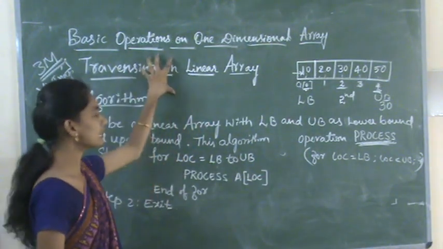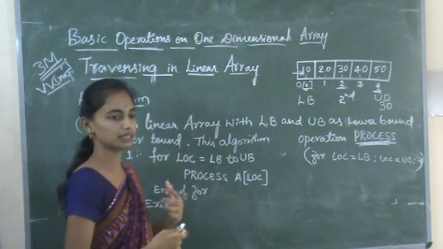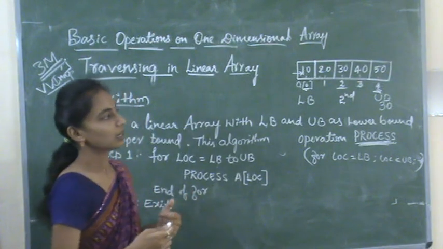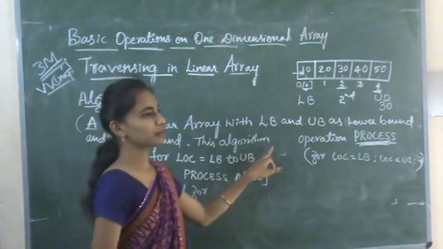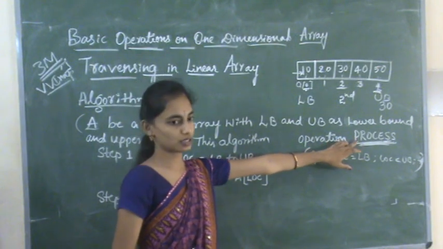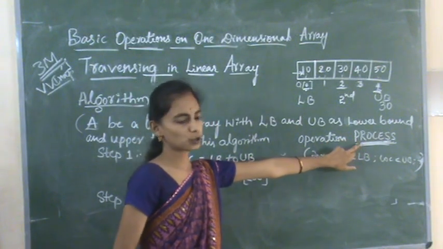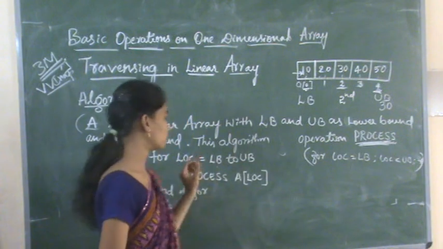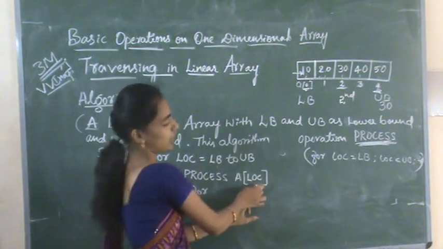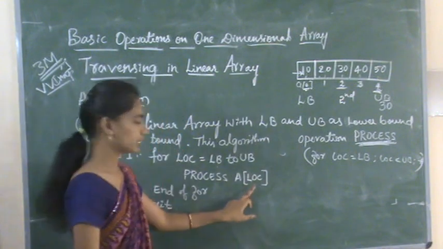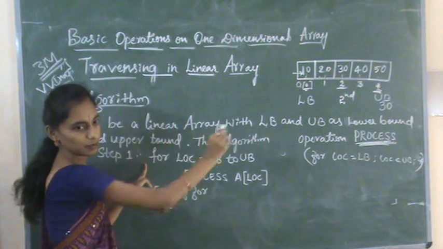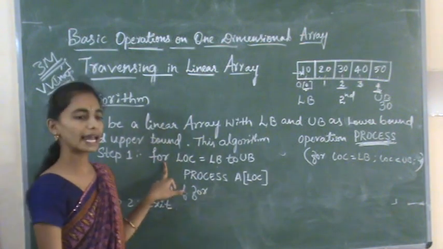So what does this algorithm do? This algorithm performs the operation with the help of this process, right? So using the process operation, it keeps visiting those array locations. So that is about this. So after this description, now we need to write the steps.